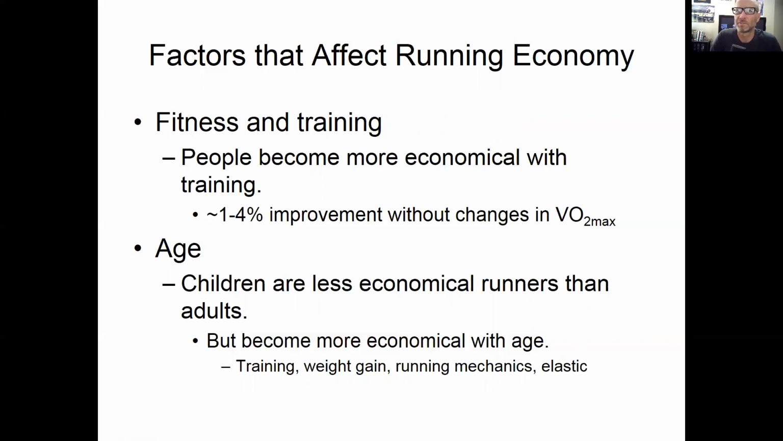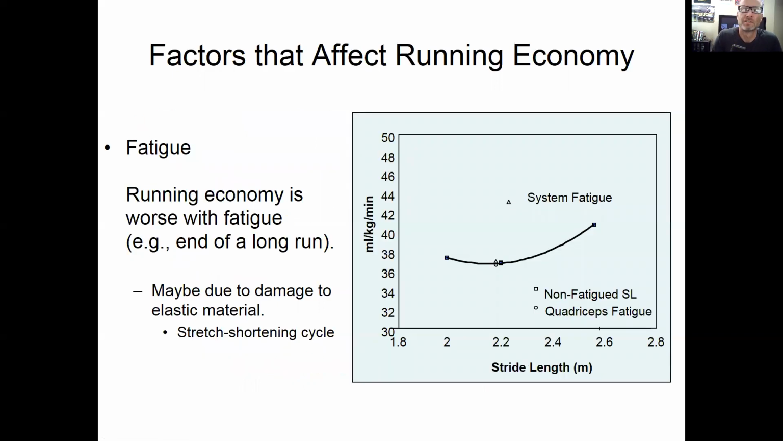Age influences running economy. Children are less economical runners than adults. I showed that graph earlier, but they do become more economical with age. Is that training? Is it weight gain? Is it running mechanics? Is it elastic properties of muscle-tendon? There are lots of things that could go into that. And the other part of training, which goes along with age, is that you learn how to coordinate muscle contractions, and that can be helpful to running economy. Fatigue can also influence running economy. Fatigue, being a general tiredness. Running economy is worse with fatigue.